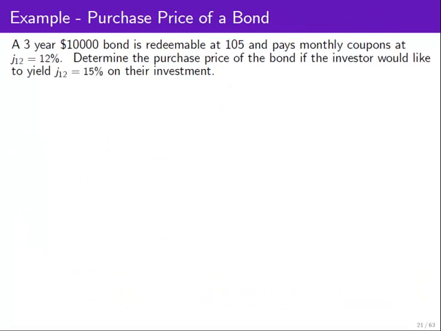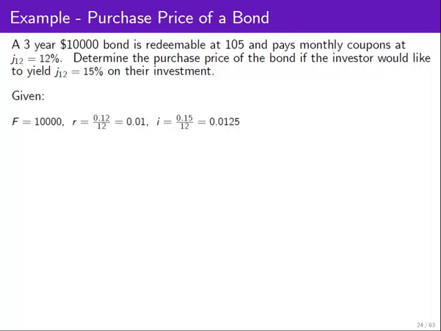Suppose that there is a 3-year $10,000 bond redeemable at 105 and it paid monthly coupons at J12 equals 12%. How much would you be willing to pay for the bond if you wanted to yield J12 equals 15% on your investment? First, let's write down what's given. We know the face value of the bond is $10,000. The coupon rate is J12 equals 12%, so R is 0.12 divided by 12. As an investor, you want to earn J12 equals 15% on your investment, so that means I is 0.15 divided by 12.